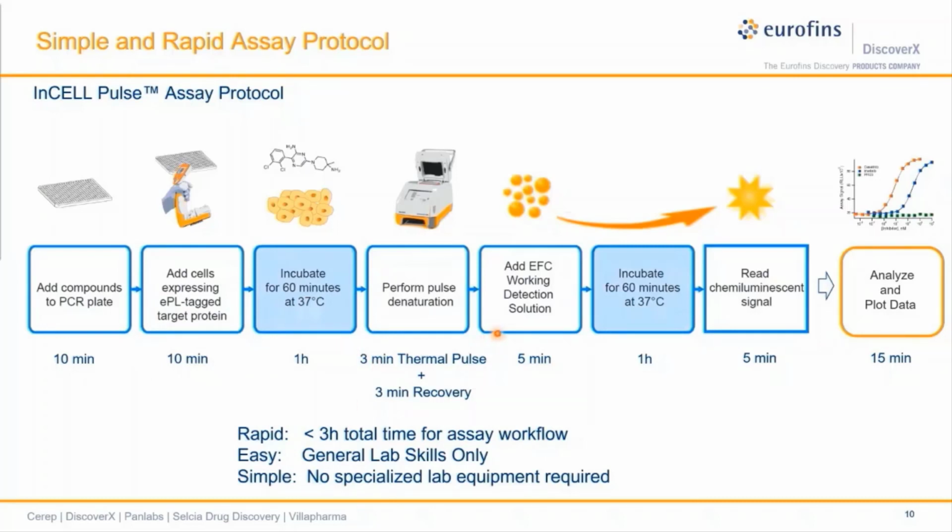Next, detection reagent is added and incubated with the cells for 1 hour, followed by reading the chemiluminescent signal, analyzing and plotting the data. Here the data are shown as concentration of compound versus assay signal. This assay workflow takes 3 hours of time. While not shown here, the InCELL Hunter assay workflow is similar with 2 primary differences.